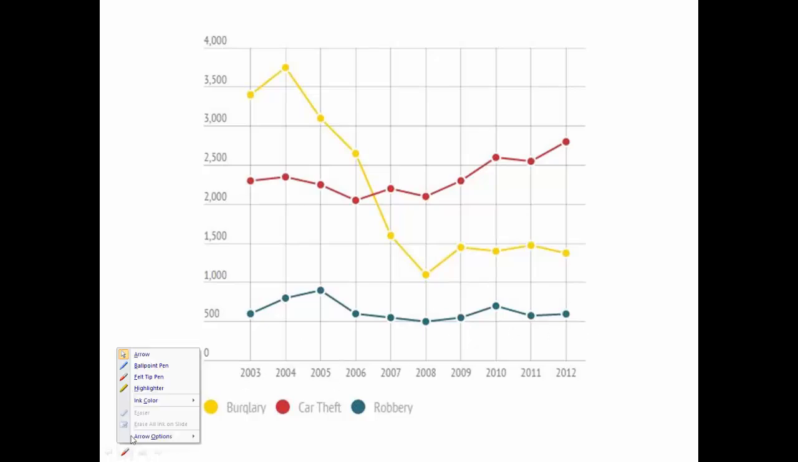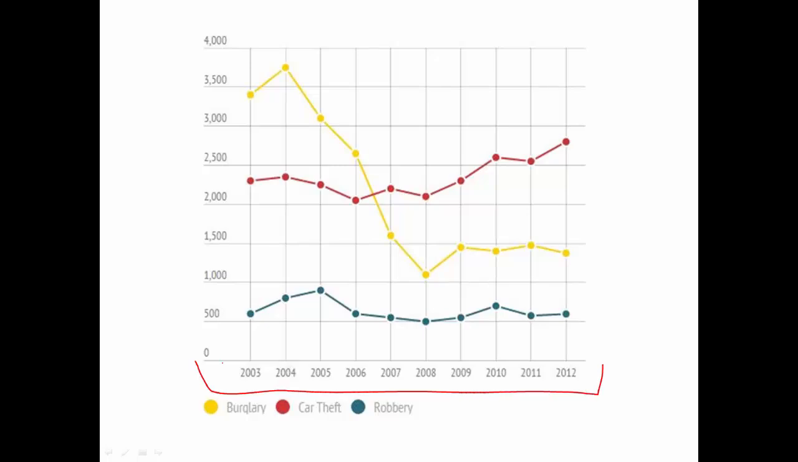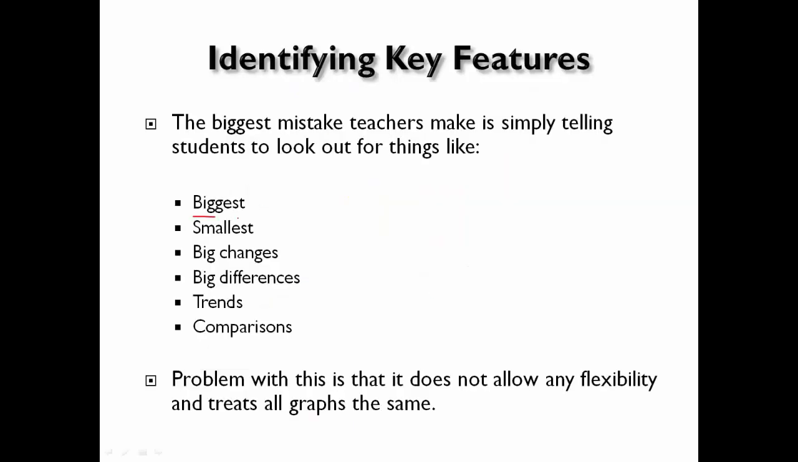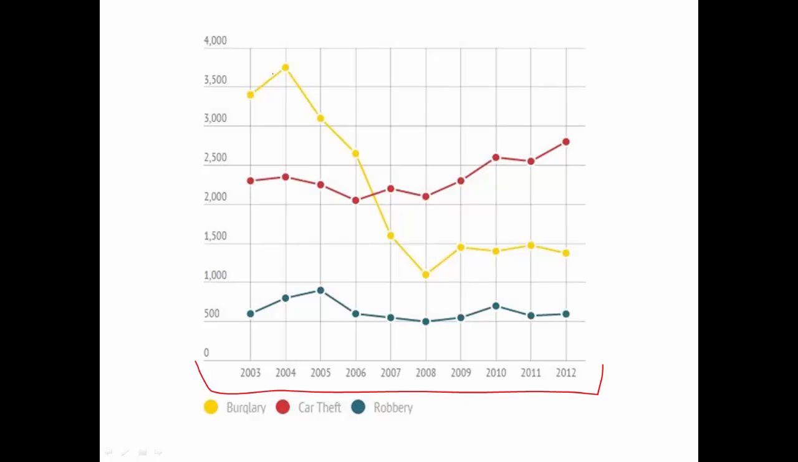Because this is a graph over time, what they are looking for is simply the general trends. So burglary goes down, car theft goes up, robbery stays the same. Those are the three simple things. But if you looked at this list, most students would just look at this graph and interpret it the way that I told you at the start, and that would be wrong.